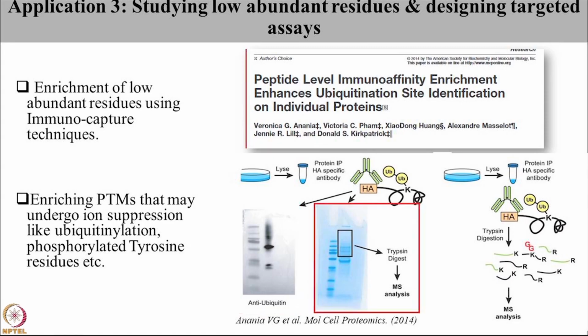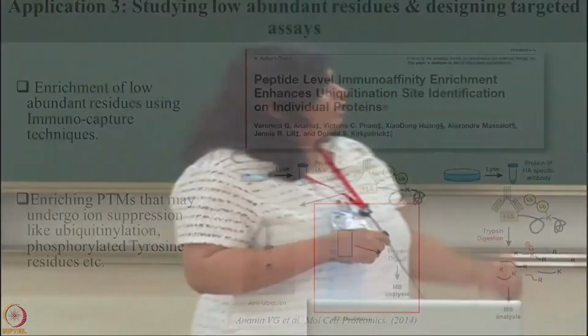And secondly, you can do your IP experiment. You can use the antibody and the bait protein and then do an IP, and then you can run it on the gel, make fractions of it, and directly subject it to mass spectrometry.